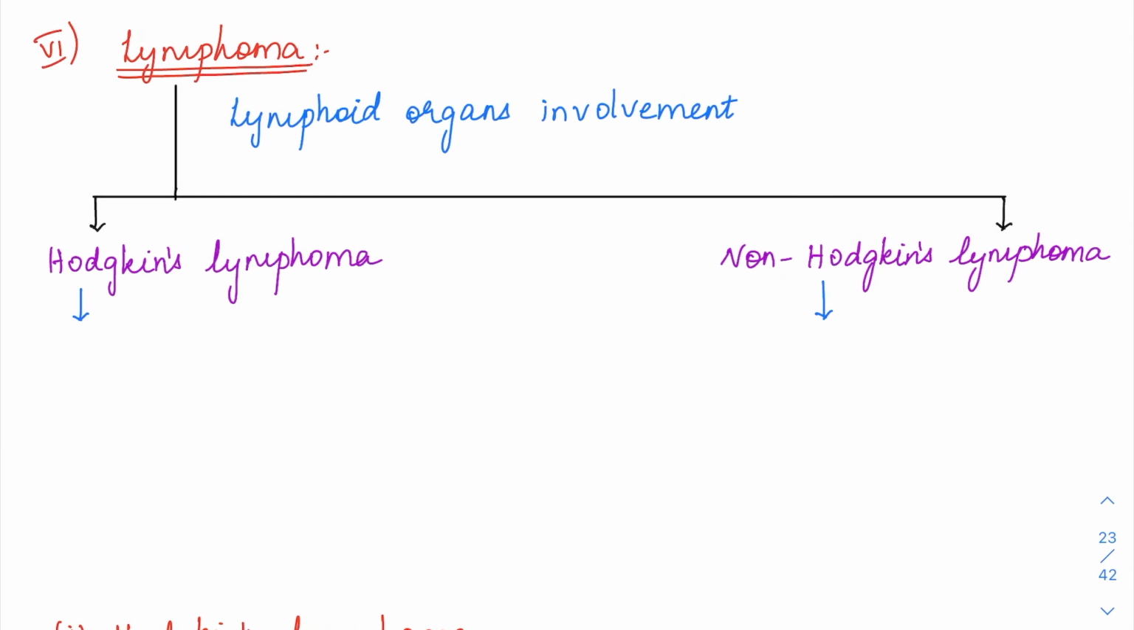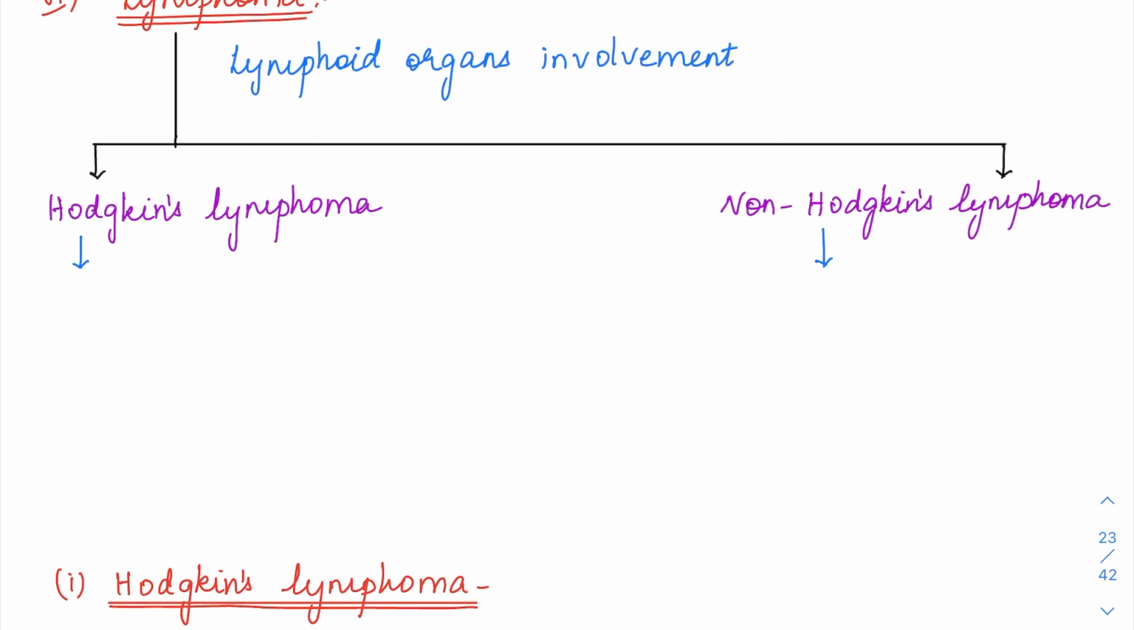So now let's start with lymphomas. Lymphomas are the ones which involve the lymphoid organs. Leukemia was involving the peripheral blood, while lymphoma is going to involve the lymphoid organs. So we have two types of lymphomas: one is Hodgkin's and the other one is non-Hodgkin's lymphoma.